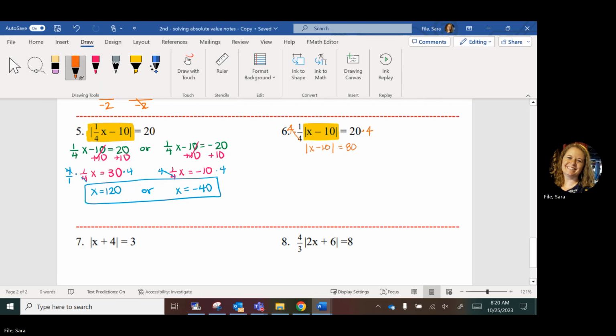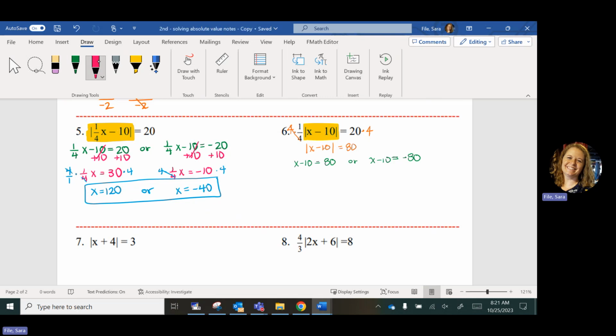Step 2 is to set up your 2 equations. I'm going to take what's inside, the x minus 10, and set it equal to 80, or it could be equal to negative 80. I knew right away once I isolated it and saw that it was equal to 80 that I was going to have 2 solutions, because it's equal to a positive number.